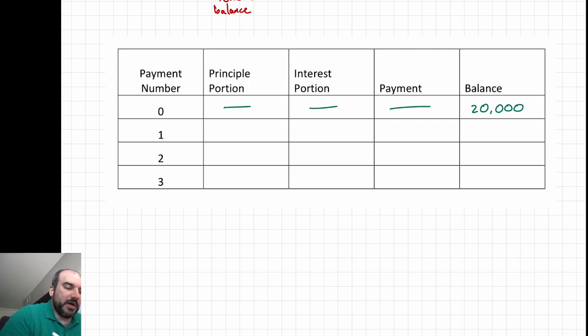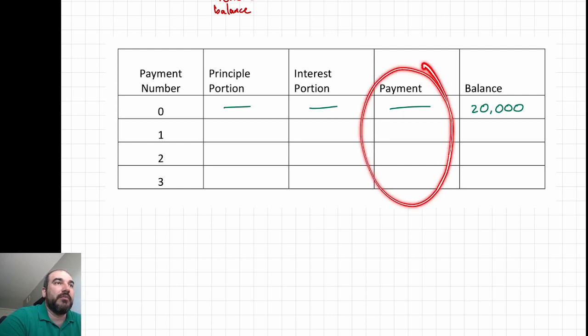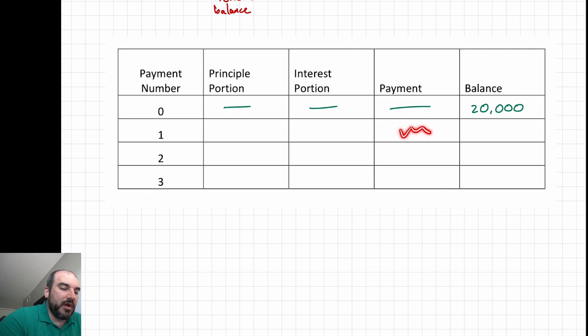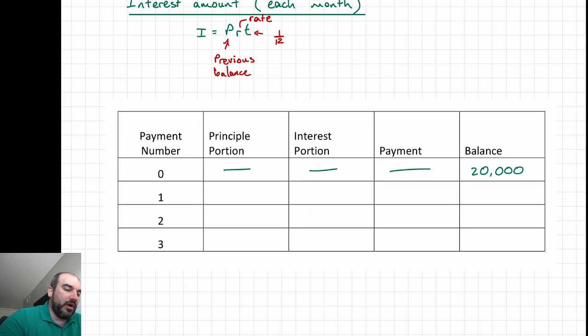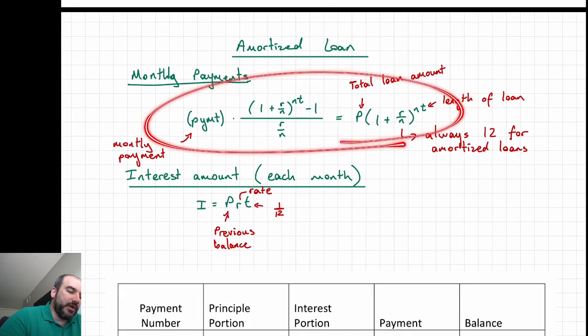Nothing goes in the first month as far as the payment, interest, or principal because we haven't made a payment yet. Your payments are going to start on month one. So we put the balance. We owe $20,000 as soon as we buy this car. First thing we're going to do is figure out the payment column, because it's going to be the same payment for the whole duration of the loan, and we're going to use this formula here.